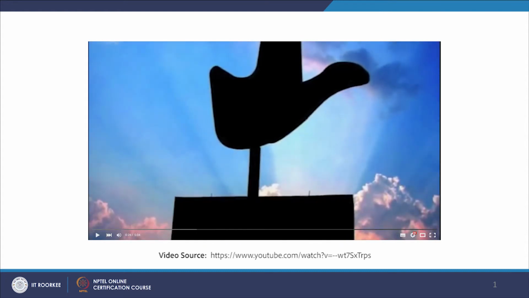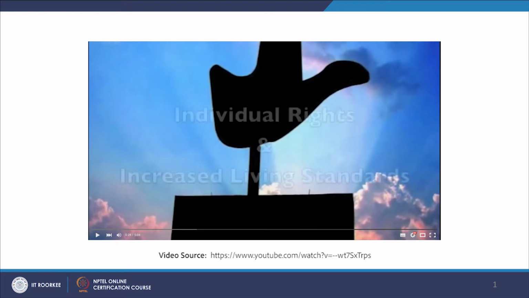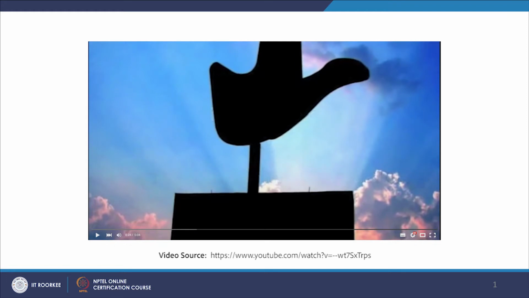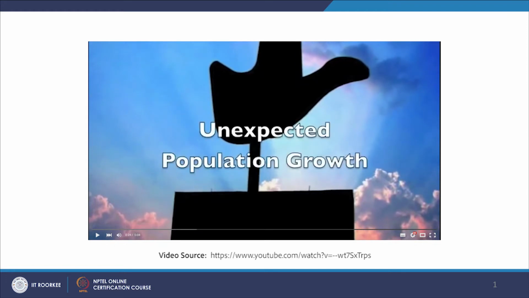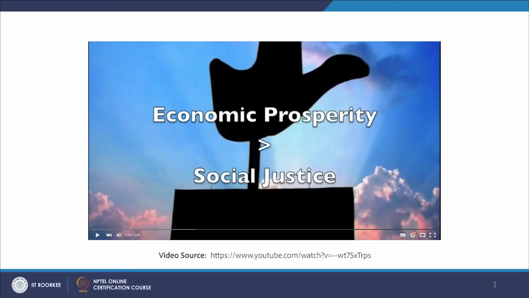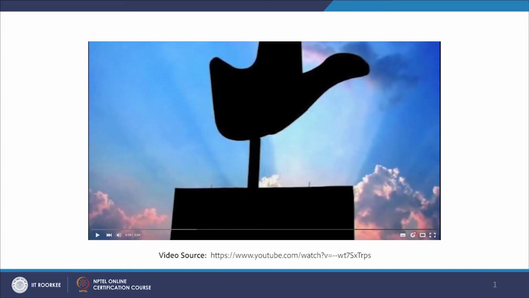Its original design by Le Corbusier aimed to give its populace individual rights and increased living standards. However, because of an unexpectedly high population growth, planners compromised these original values of social justice in favor of economic prosperity. The story of Chandigarh raises an important question.